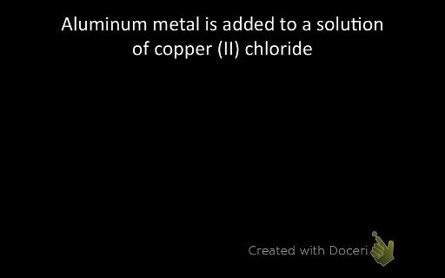Okay, our next reaction is aluminum metal is added to a solution of copper 2 chloride. So again, we're going to write out our reactants. So we have aluminum plus copper 2 chloride, which is going to be CuCl2, and then we predict our products.